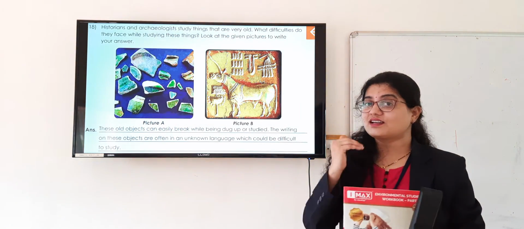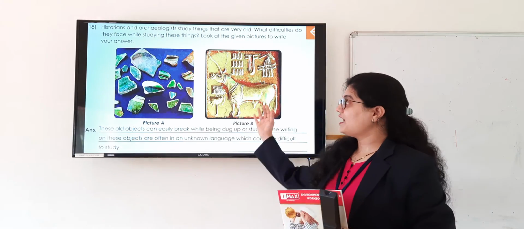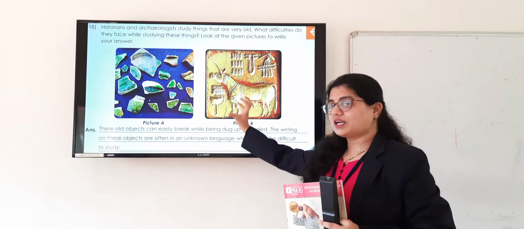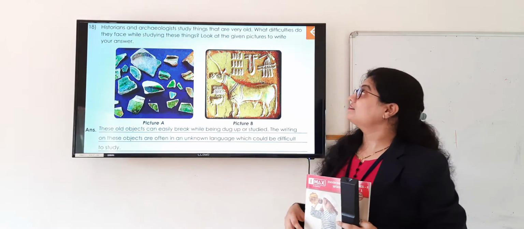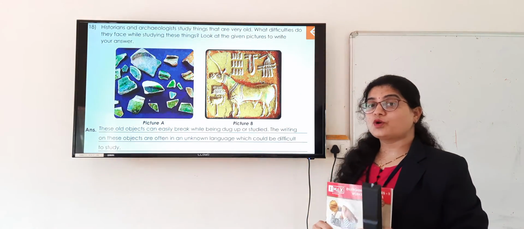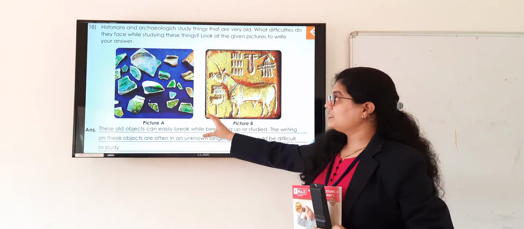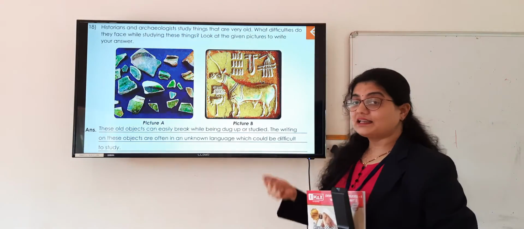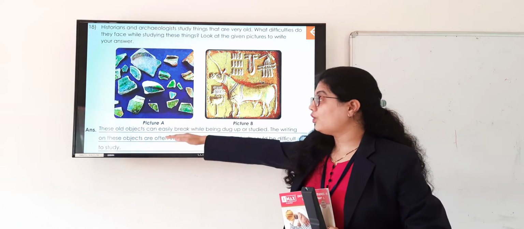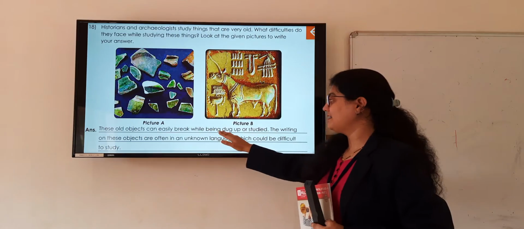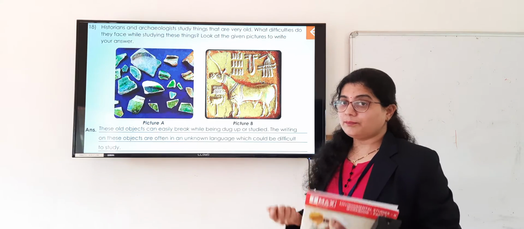Do you know that while studying you also face many difficulties? Then ask your parents. In that way, these historians and archaeologists also face many problems while studying. Let us read about their problems. By looking at this picture, this material is old, so while digging up, the material can break. These old objects can easily break while being dug up or studied.